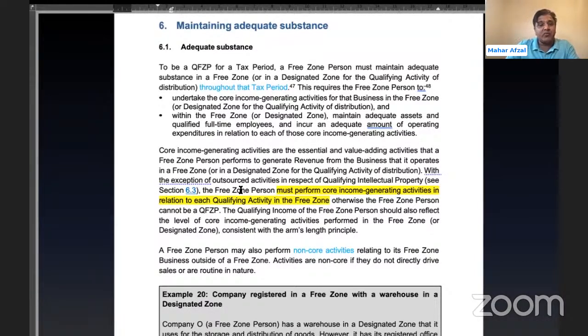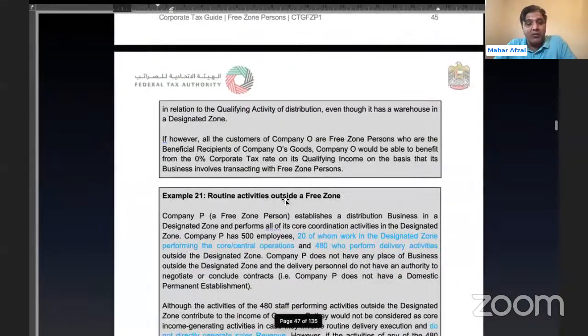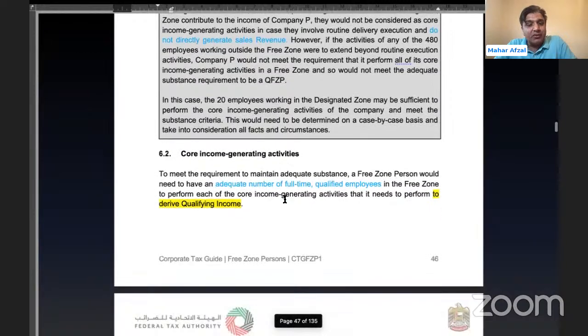If one person is performing one function, it will be considered that the person is performing that same function, unless the person is devoting 2 hours to a different activity, 3 hours to another activity, then you can allocate it. They have given the adequate substance examples here. You can go through this.